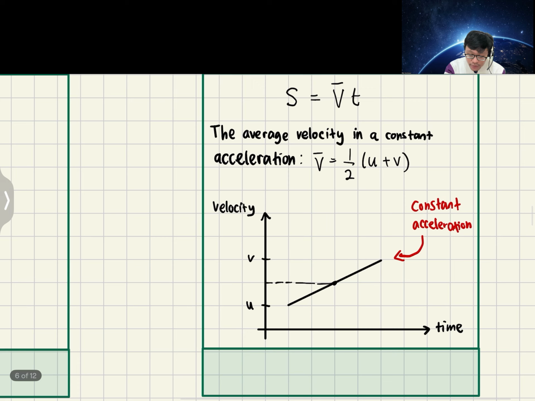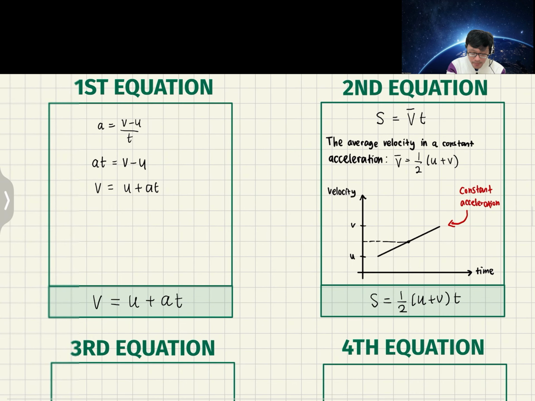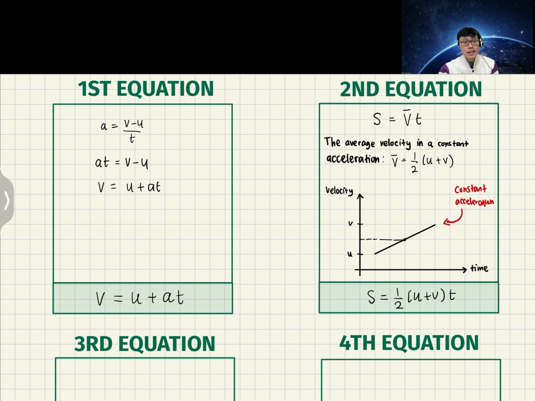Now, because when you know the v bar, we can plug into this and you will get the second equation, which is s equals to half times u plus v times t. So this is our second equation, guys. Now, how about the third equation?